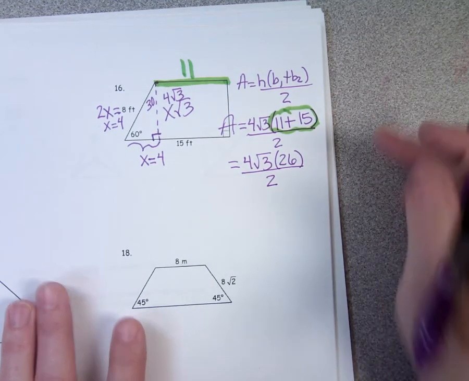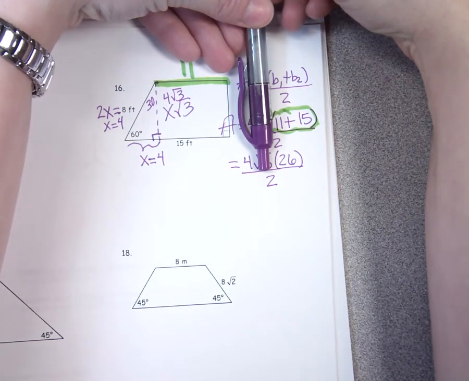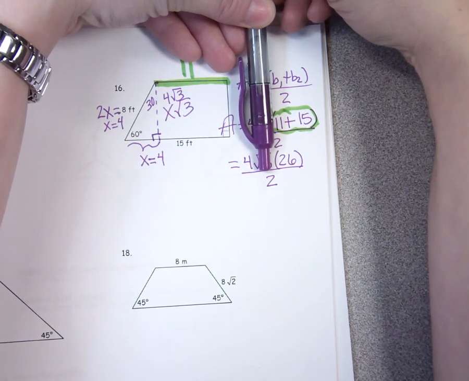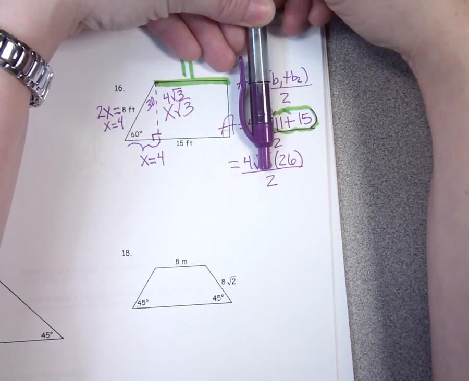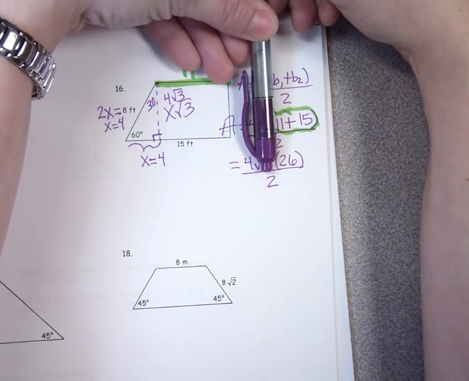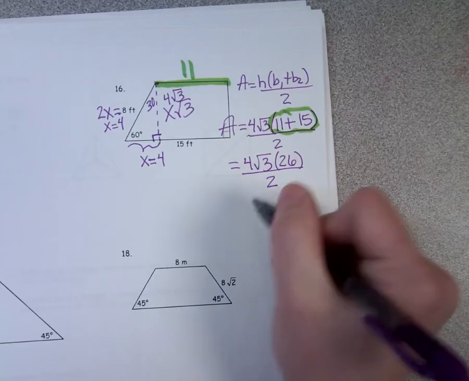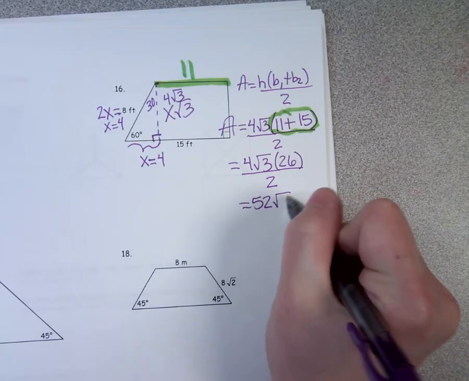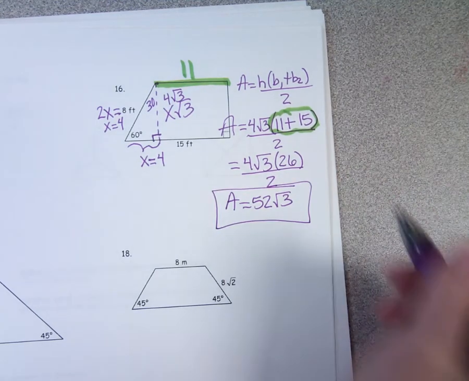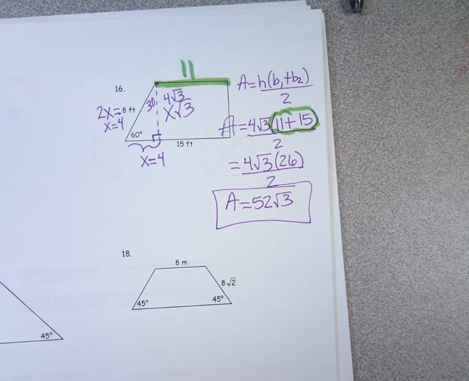So I'm just ignoring this square root of 3. I'm going to cover them up with my pen. We want to take 4 times 26 and divide by 2. Ignoring Mr. Square root of 3. 52. And then you just put the square root of 3 back on. And there he is. And that's your answer. Feeling better?